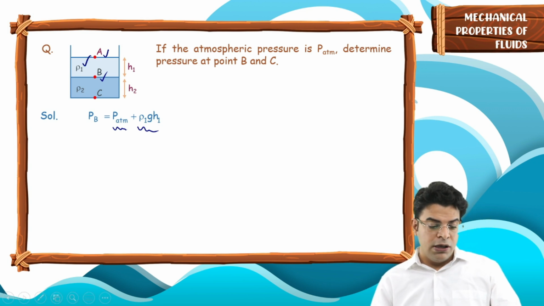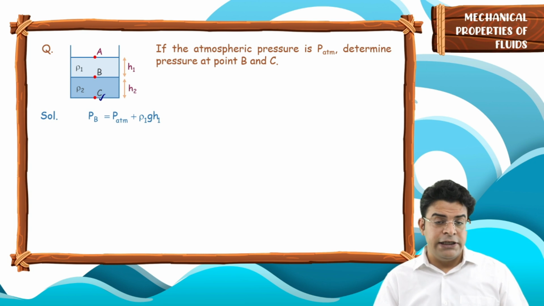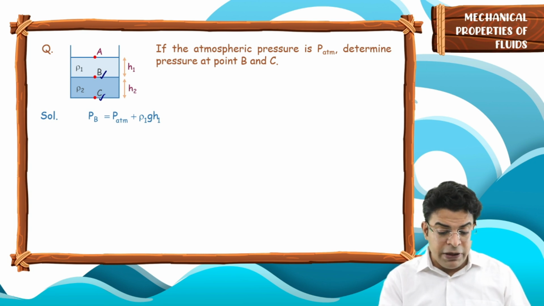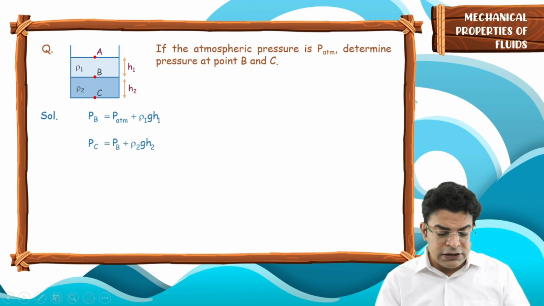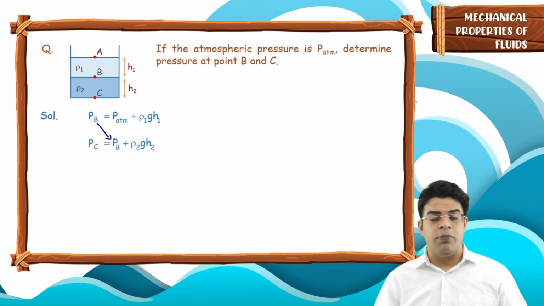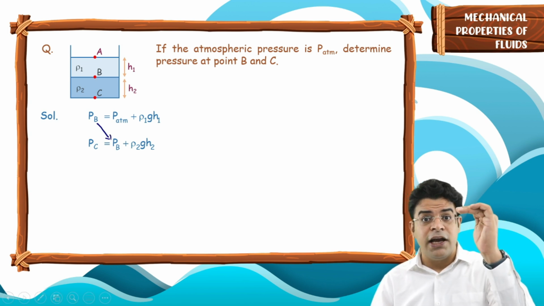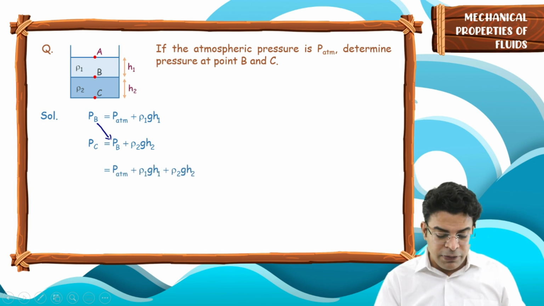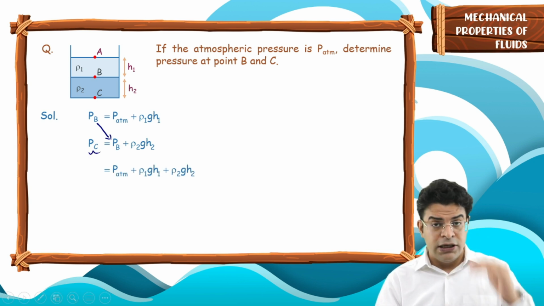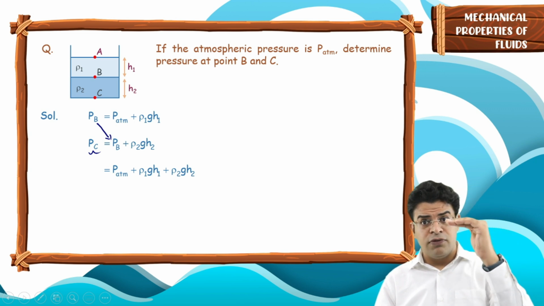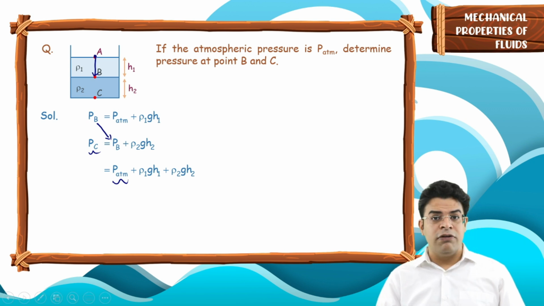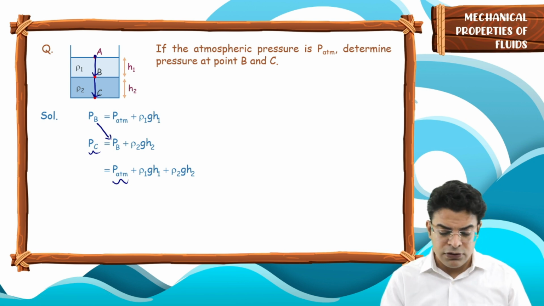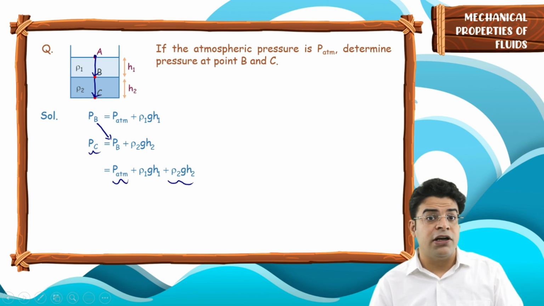Similarly, the pressure at point C will be equal to the pressure at point B plus ρ2 g h2. So the pressure at point C equals the pressure at point B plus ρ2 g h2. You can substitute from the first equation the pressure at point B, which is P atm plus ρ1 g h1. Hence the pressure at point C can be written as P atm plus ρ1 g h1 plus ρ2 g h2. This is how you can write the pressure at point C.